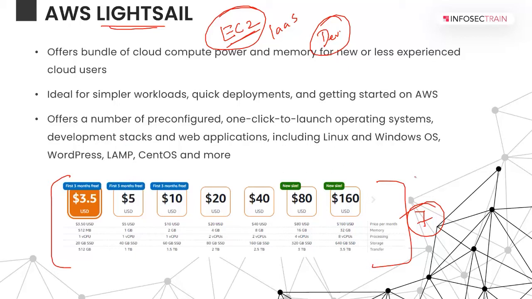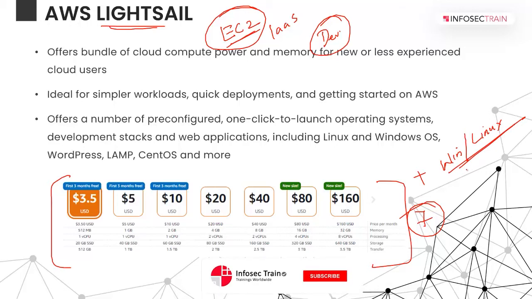Then rather than asking you for a complex AMI concept, Lightsail will ask you which operating system you want, and they will give you 2 choices, either Windows or Linux. You can select either based on your requirement, and within Windows and Linux itself they will ask whether you want Windows only or Linux only, or whether you want some applications pre-installed like WordPress, Drupal, Joomla. If you want some applications pre-installed on it, that also you can get.